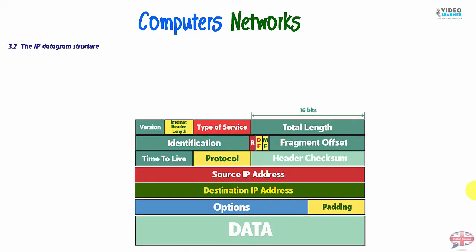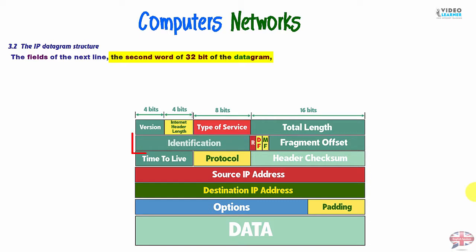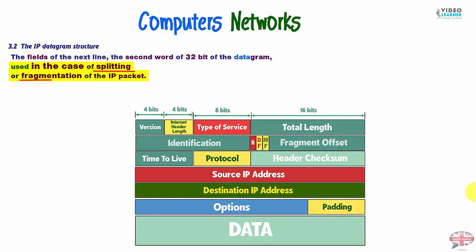We continue our lesson about the IP datagram structure. The fields of the next line, the second 32-bit word of the datagram, are identification, RDF, MF, and fragment offset, used in the case of splitting or fragmentation of the IP packet. Maybe we have a fragmentation of an IP packet into some segments.